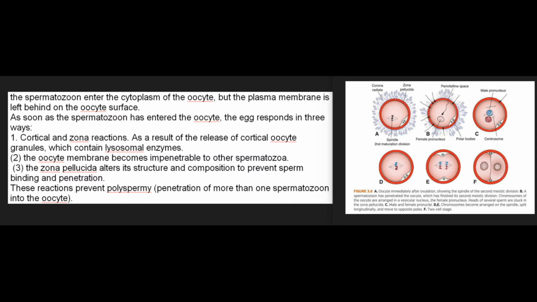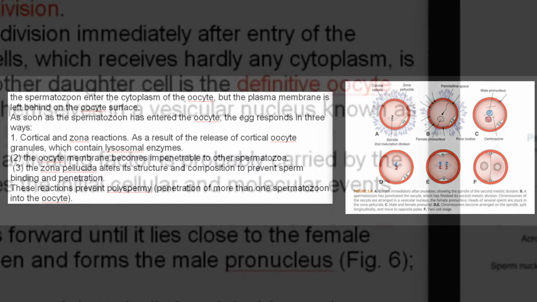As soon as the spermatozoon has entered the oocyte, the egg responds in three ways: 1. Cortical and zona reactions, as a result of the release of cortical oocyte granules, which contain lysosomal enzymes. 2. The oocyte membrane becomes impenetrable to other spermatozoa. 3. The zona pellucida alters its structure and composition to prevent sperm binding and penetration. These reactions prevent polyspermy, penetration of more than one spermatozoon into the oocyte.